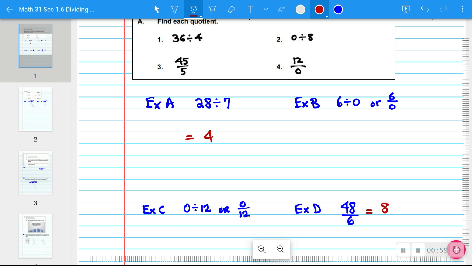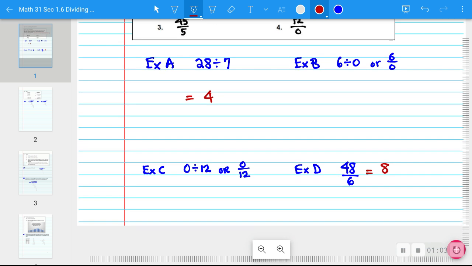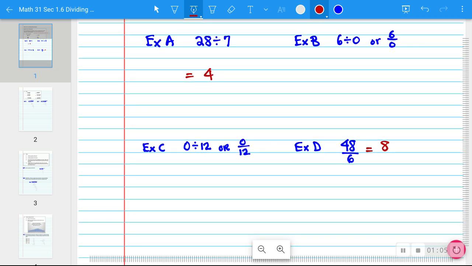Okay, examples B and C are kind of exceptions, and I'm going to start with example C. 0 divided by 12 is actually 0. But if you try to go the other way, 6 divided by 0 on example B, dividing by 0 is undefined. In other words, you can't actually do it. So we just write undefined.